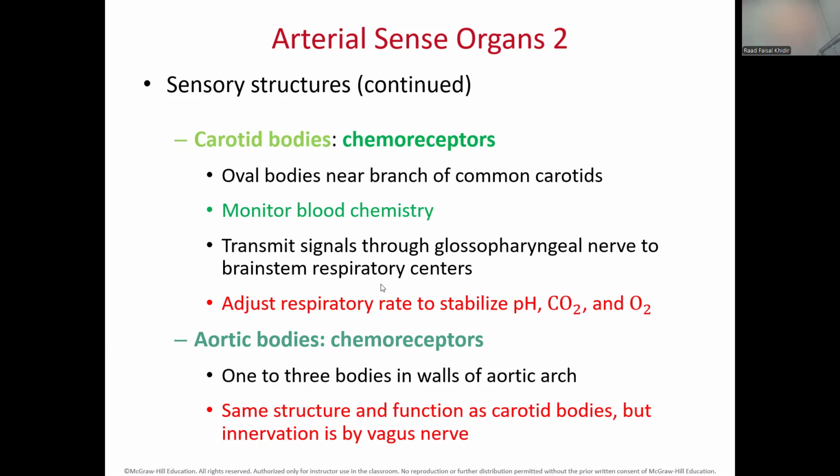Aortic bodies. These are chemoreceptors, and they are 1 to 3 bodies in the walls of the aortic arch. So you have to understand that the carotid bodies and the aortic bodies, both of them are chemoreceptors. One is found in the branch of the common carotid, and the other one is found in the aortic arch. They have the same structure and function as the carotid bodies, but their innervation is by the vagus nerve.